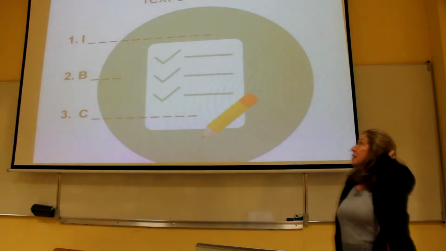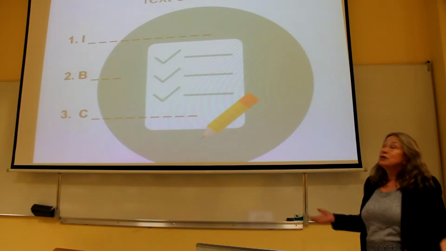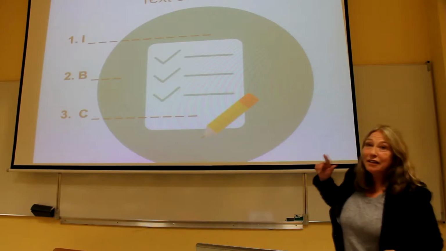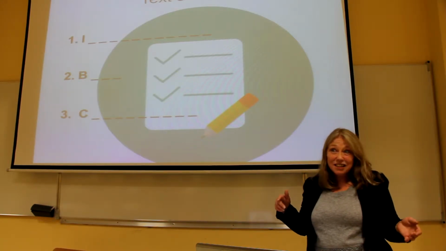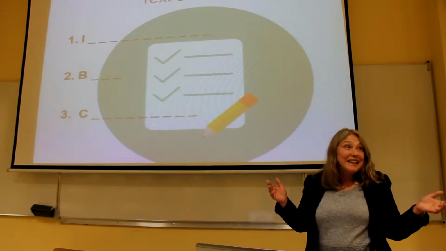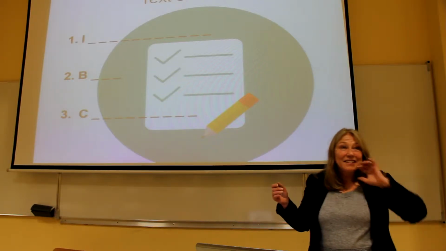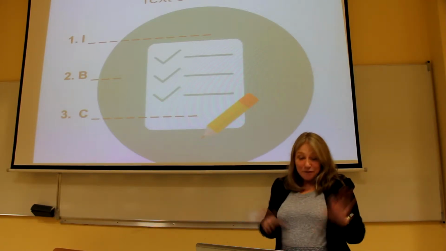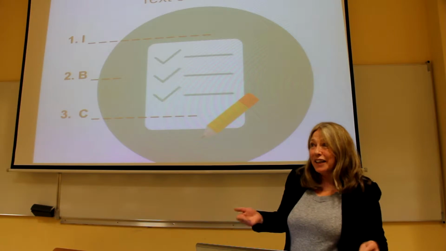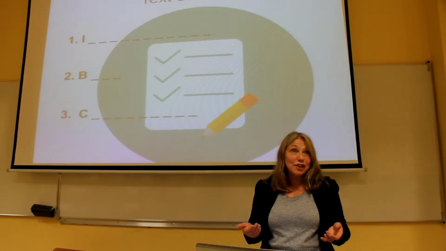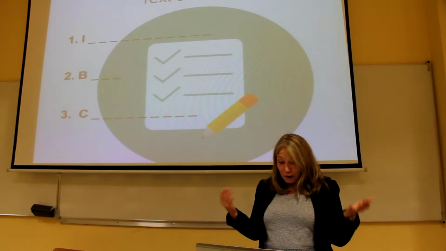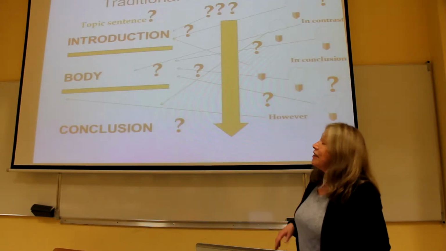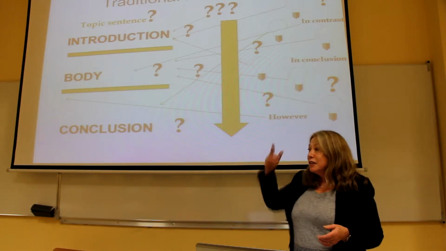So this is the sort of normal approach to text structure. I, B, C. Do you know what I is? Introduction. B, body, and C, conclusion. That's basically how people, I think, tend to teach writing. They say there's an introduction, body, conclusion. But this, I think, emphasizes the linear approach.